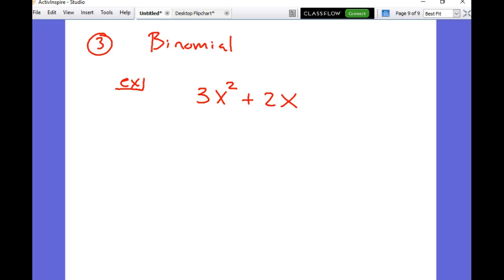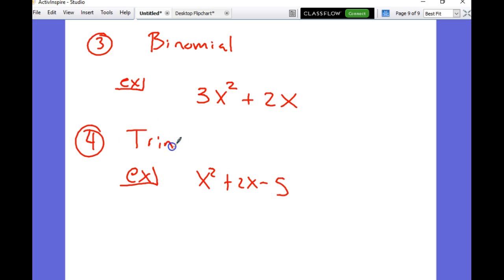All right. So, binomial, when you have two monomials being added together. And lo and behold, what happens when you have three monomials being added together? A trinomial. You guys remember this now, right? Okay, so that's just some basic vocab for you guys.